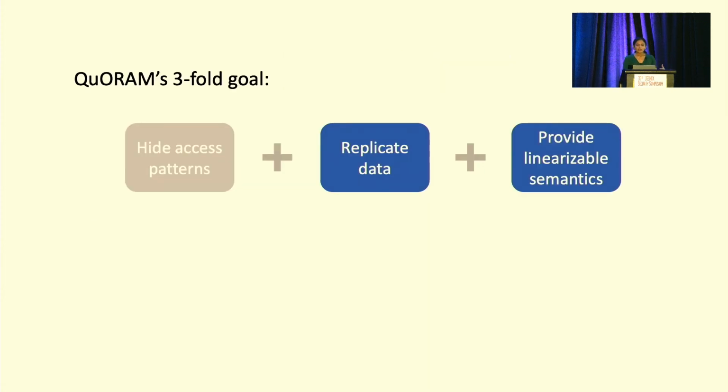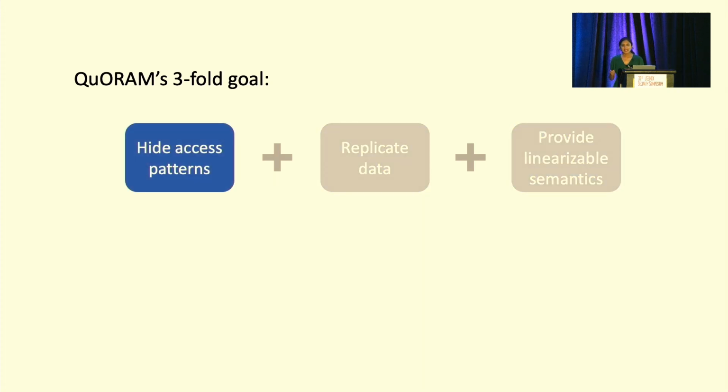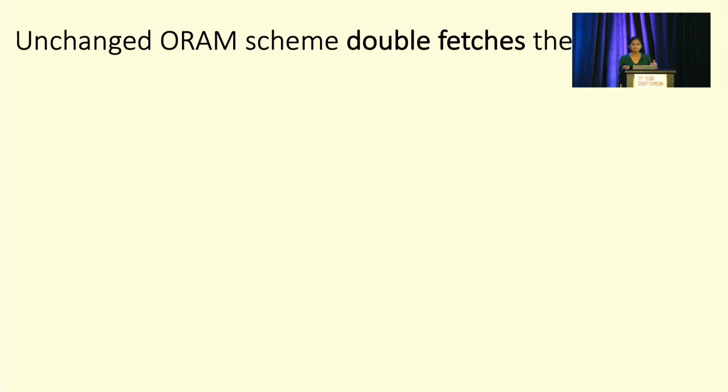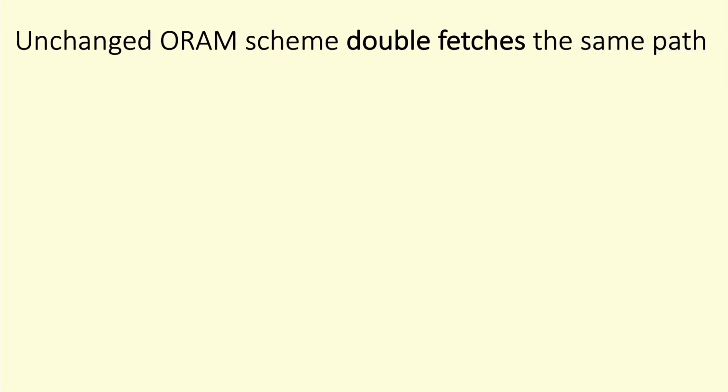Now, let me discuss how we hide the access pattern in QuORAM. For this, we use the underlying ORAM scheme, which is tau ORAM. This extends path ORAM that we saw earlier, but includes concurrent and asynchronous requests. Now, if we use tau ORAM as it is in QuORAM, we end up double fetching the path. For every client request, a proxy will fetch the same block twice.